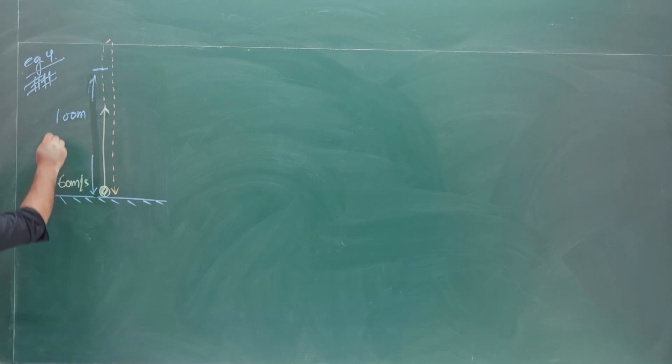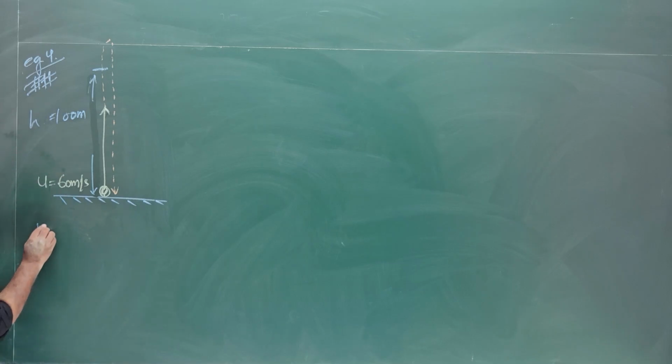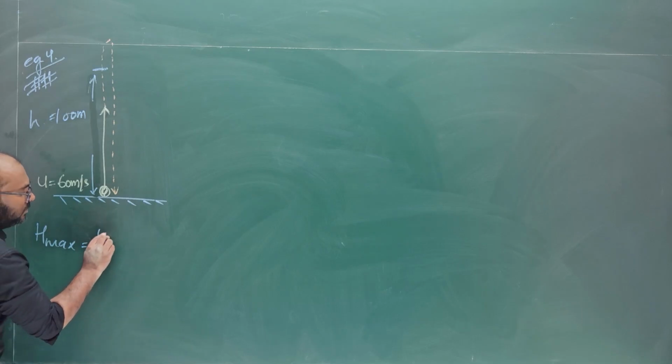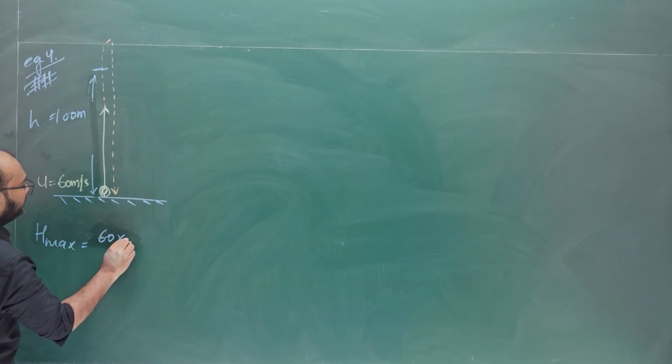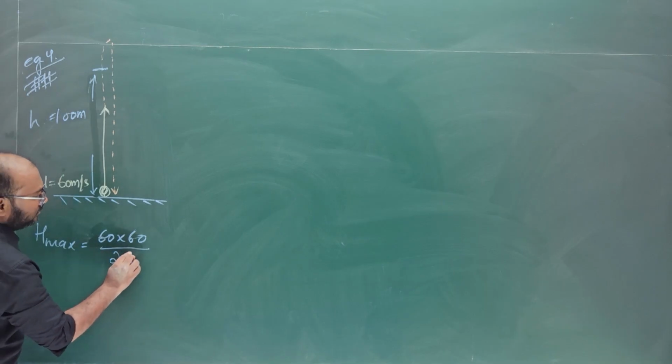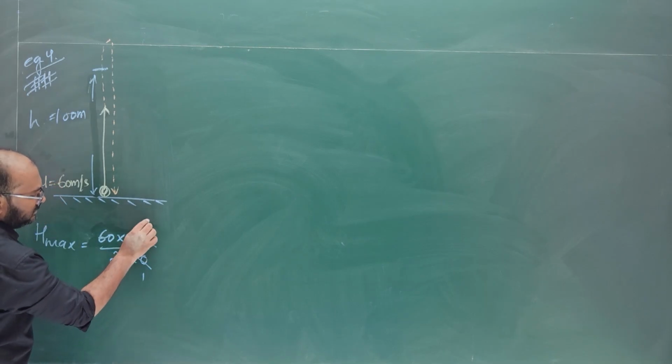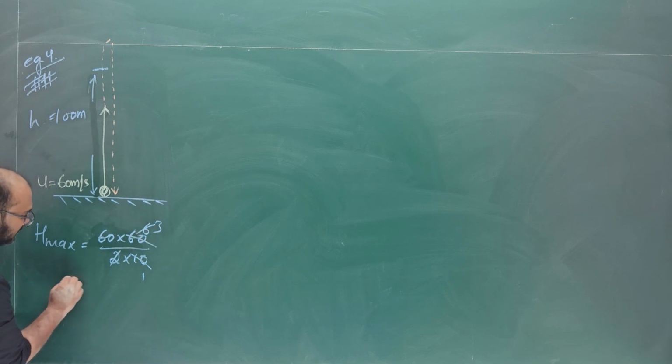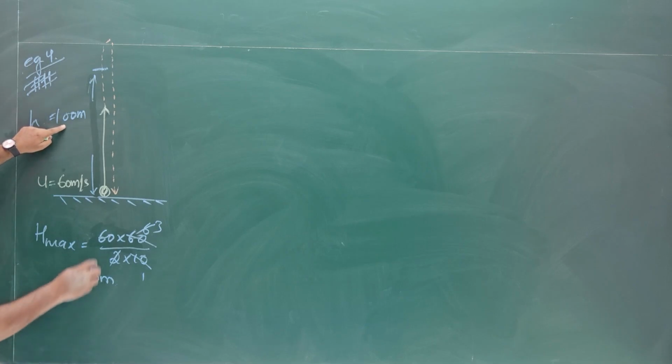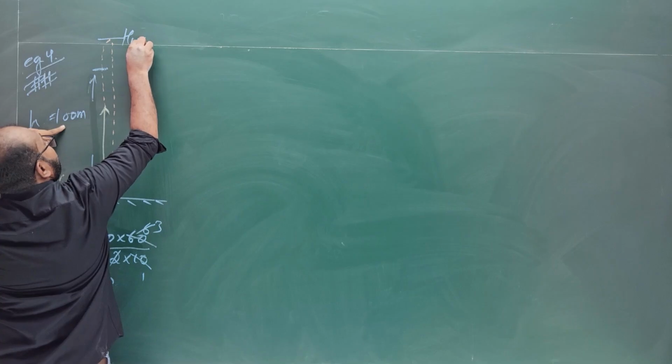So can I say that this is the height given? Is this height Hmax? Maybe or may not be. We need to calculate. That means, can I say Hmax will be 60 into 60 divided by 20? Yes or no? Calculating that provides you Hmax. So Hmax is equals to u square, that is 60 into 60 upon 2g, 2 into 10, and this is 180. That means Hmax is equals to 180 meter. The object is at 100. So can I say this Hmax is 100? Sorry, 180.